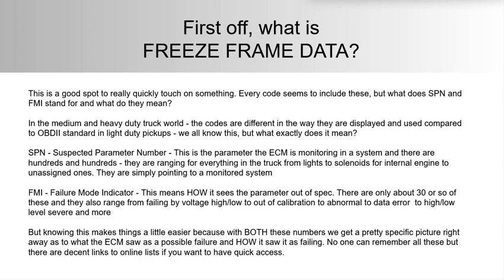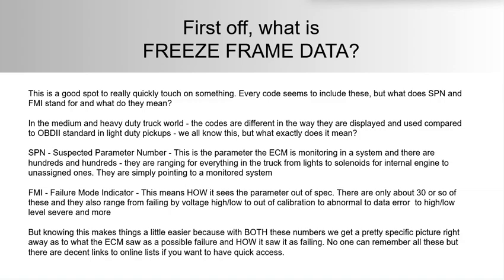First off, what is freeze frame data, right? This is a good spot to really quickly touch on something. Every code seems to include these, but what does SPN and FMI stand for, and what do they mean? In the medium and heavy duty truck world, the codes are different in the way they are displayed and used compared to the OBD2 standards in light duty pickups. We all know this, right? But what exactly does it mean?